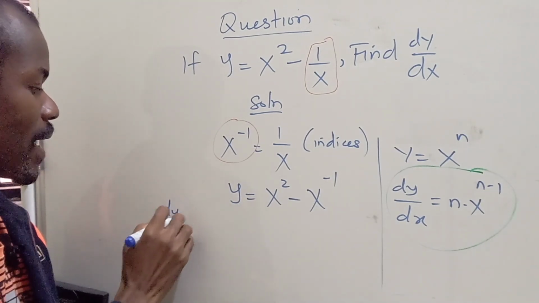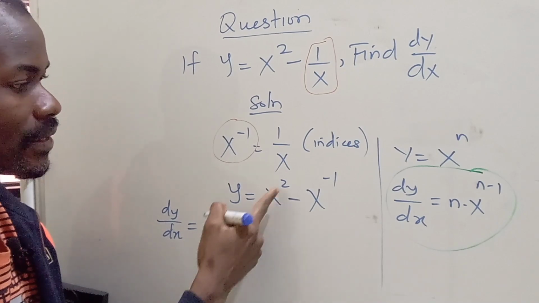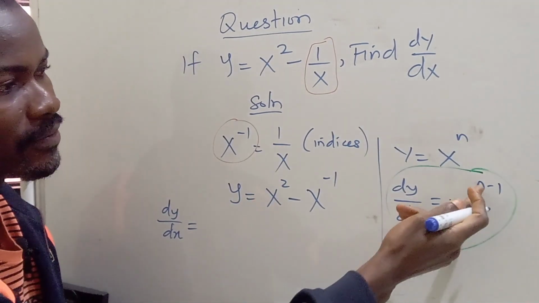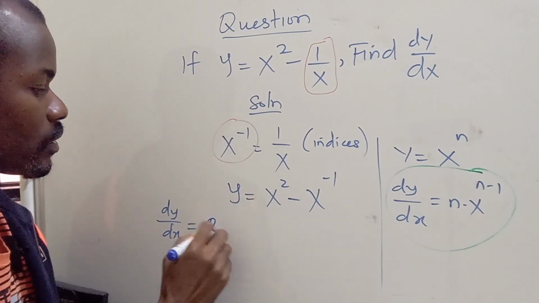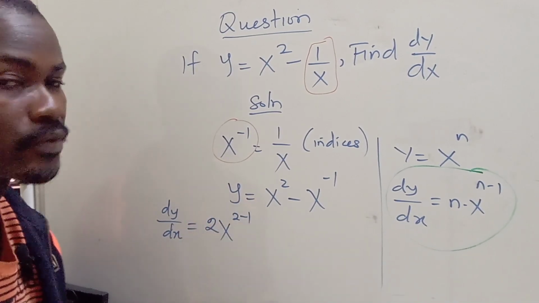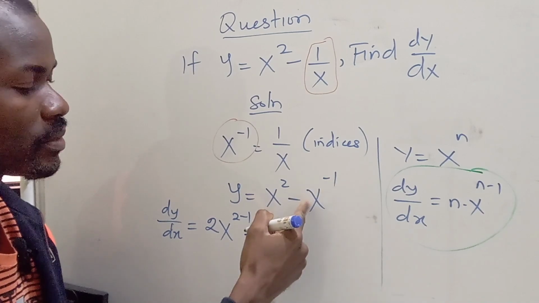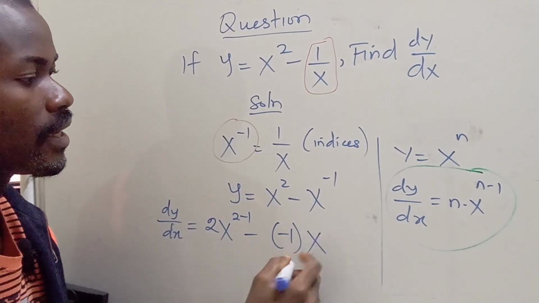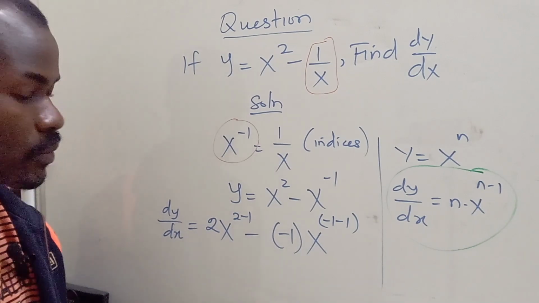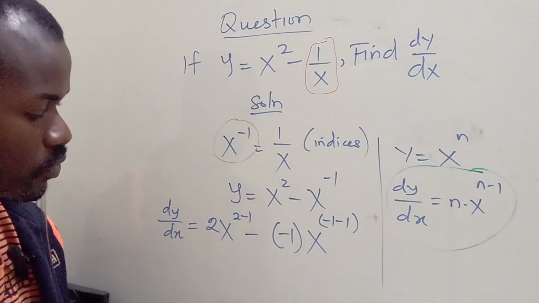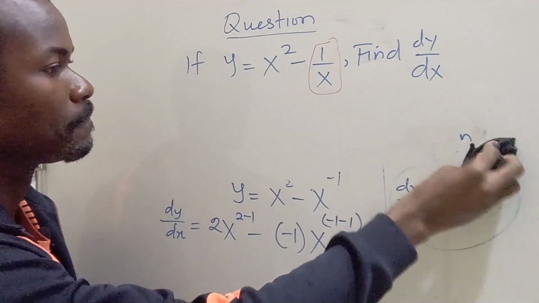So I'm going to have my dy over dx: I have this 2 comes down to multiply x, like we have the power n coming to multiply x. So 2 comes down to multiply x, and we subtract 1 from the power. Now for this, we have minus 1 comes down to multiply x, and we subtract minus 1 from the power. So what is this going to give us? Let's see if we simplify further.